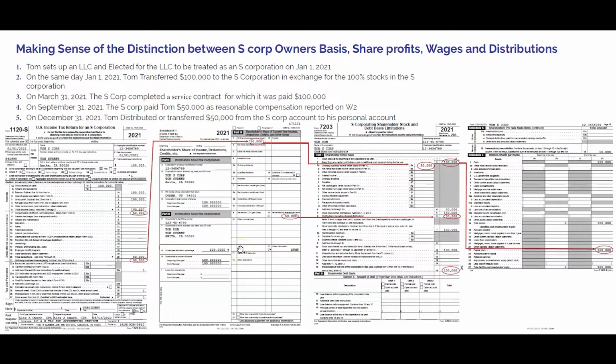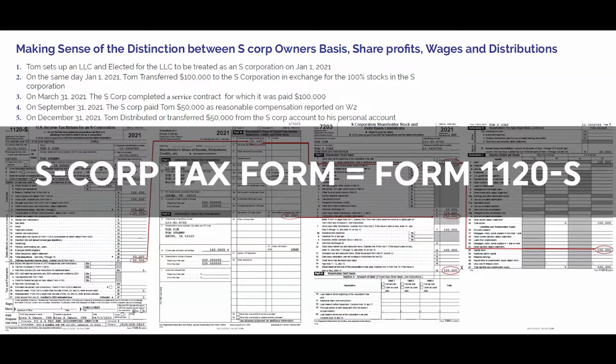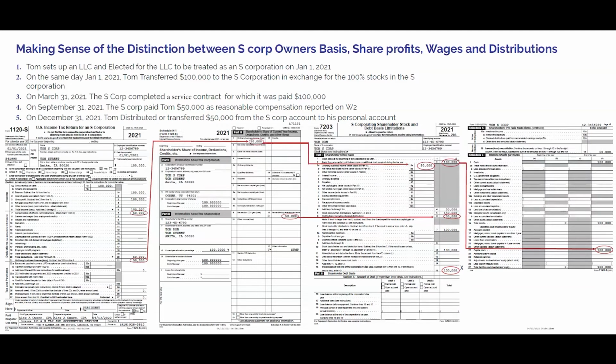In this video, we're going to go through a basic fact pattern. We're going to tell you a little bit of a story on how all of these things come together using the 1120S, which is the S Corporation tax form. We're also going to use the K1 to show you where certain items go.